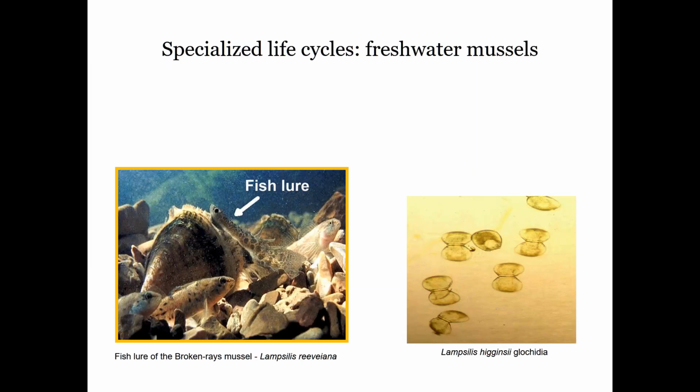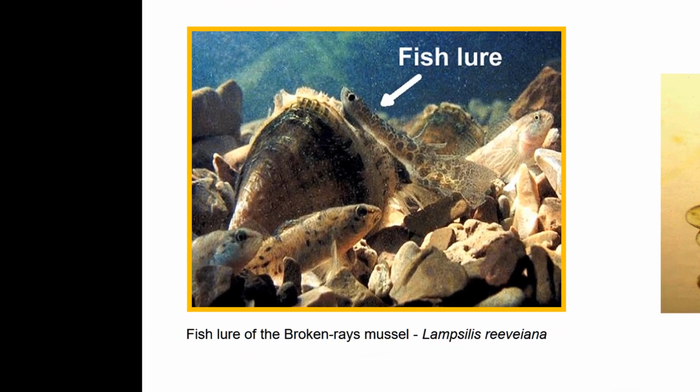Here's another way in which parasites can manipulate their hosts to allow transmission to other hosts. This is an example of a mussel that occurs in streams in the southeastern U.S. Alabama, incidentally, has more different species of mussel than any other state in the country, which is pretty amazing. Here's a mussel that has what looks like a little fish attached to it, but that's not actually a fish. That's actually a little lure that's part of the mussel. There are some great videos on the Moodle page showing this lure in action.